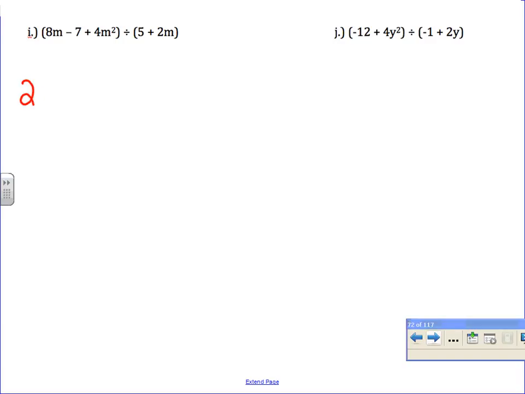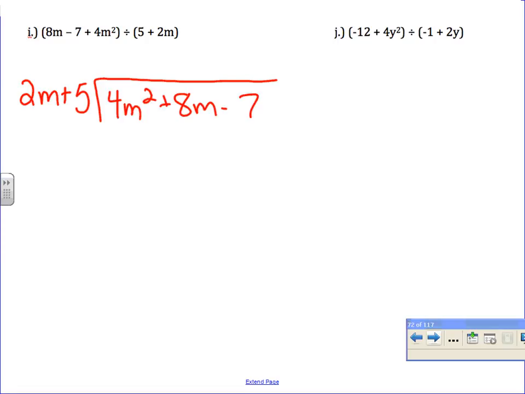So that would leave it as 2m plus 5, and then in the division bracket, division house, 4m squared plus 8m minus 7. So I would put them, try to remember, put them in standard form, then go through the process. So let's do this one together. You will have a remainder on this one. So 2m goes into 4m squared 2m times. 2m times 2m is 4m squared.